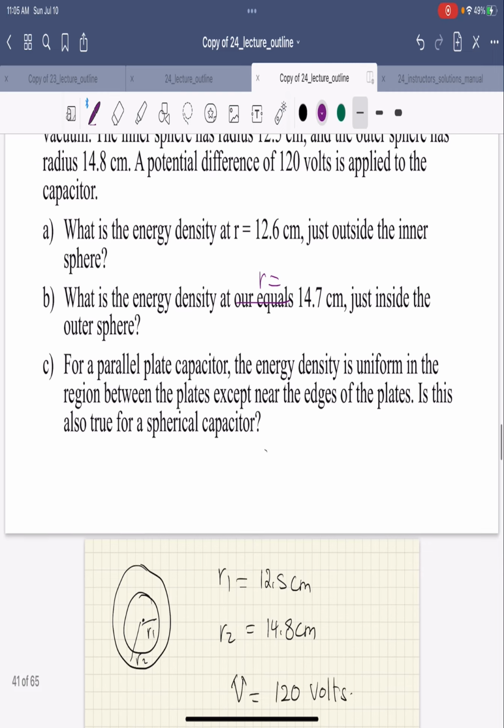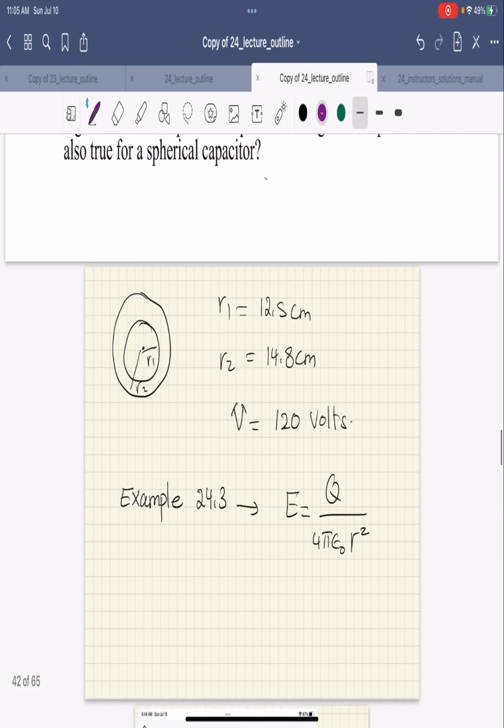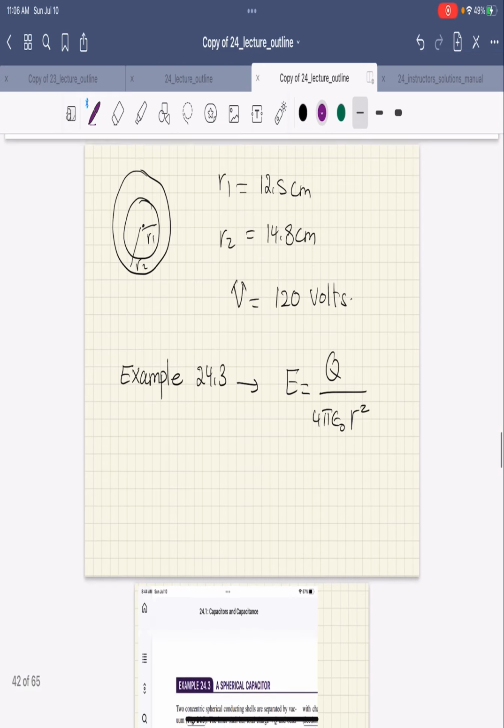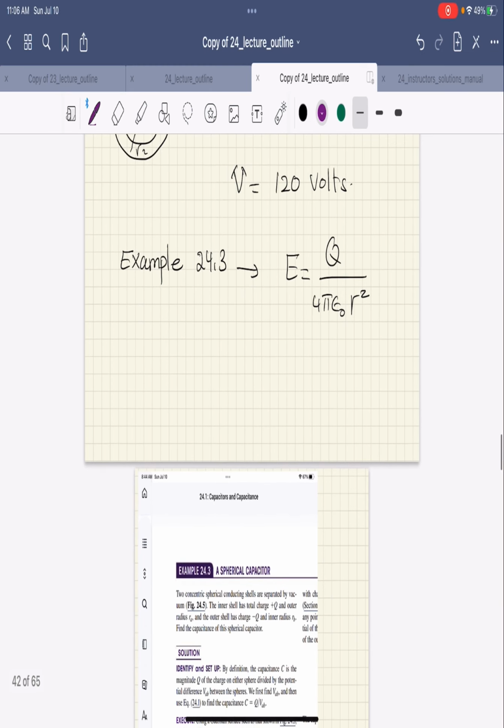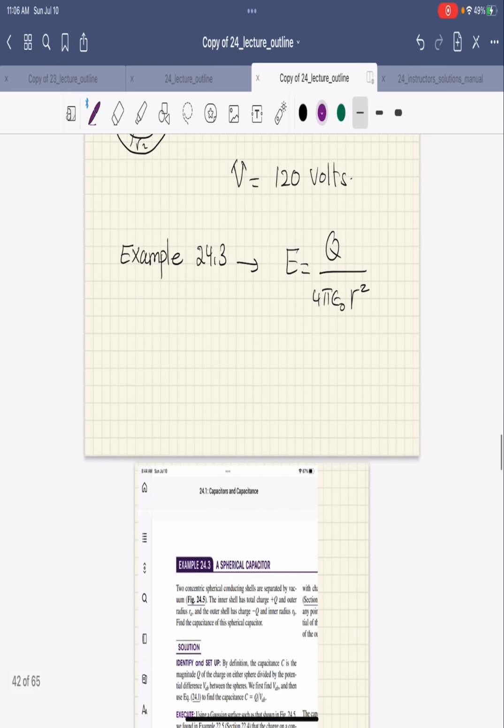Okay, first I have a diagram here with R1 and R2, where R1 is 12.5 and R2 is 14.8, and the voltage between the two shells is 120 volts. There is an example, 24.3, where we were able after that to calculate what is E, and going back also to other chapters.